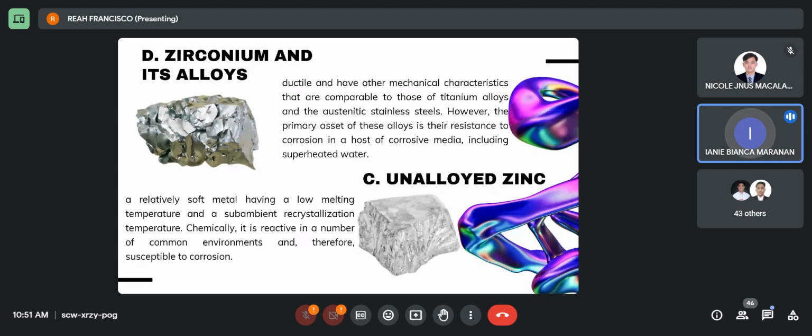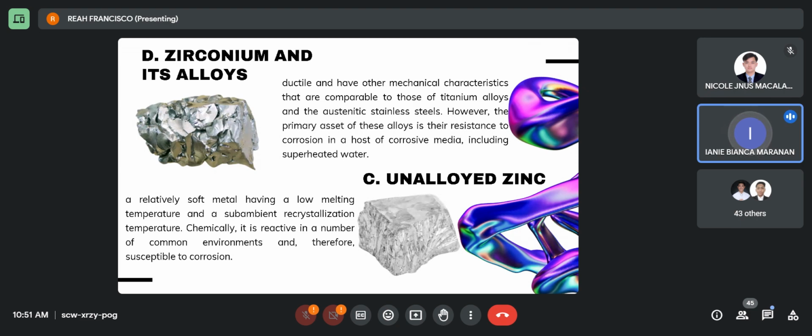And lastly, although zirconium is relatively abundant in the Earth's crust, not until quite recent times were commercial refining techniques developed. The zirconium and its alloys are ductile and have other mechanical characteristics that are comparable to those of titanium alloys and the austenitic stainless steels.